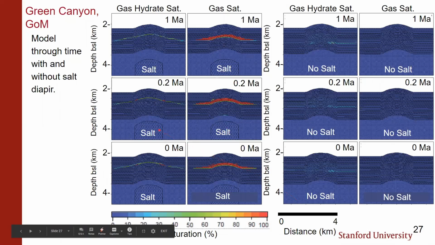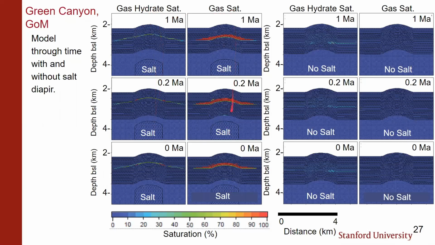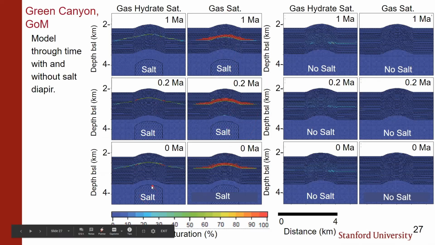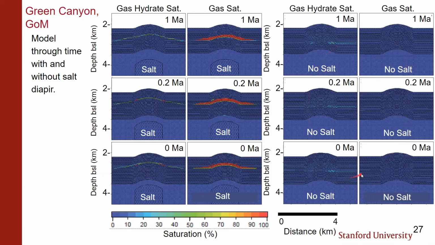Here is a view of the 2D model created of Green Canyon Gulf of Mexico. On the left column, you see gas hydrate saturations. The right column presents gas saturations. And this panel here includes a salt diapir, and then this panel here has no salt. So you can see some pretty significant differences, particularly that there are much higher saturations, up to about 95% of gas and gas hydrate, when you have the presence of a salt diapir.